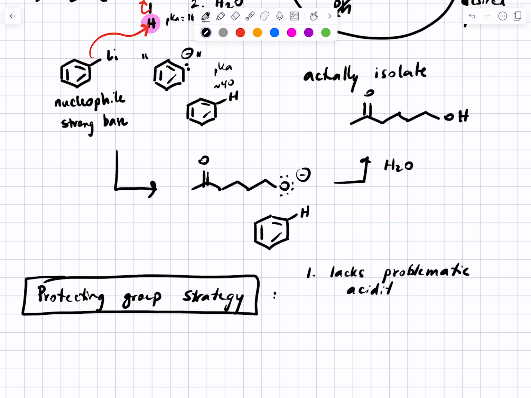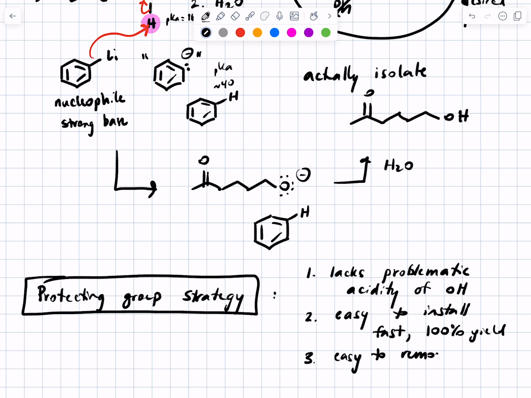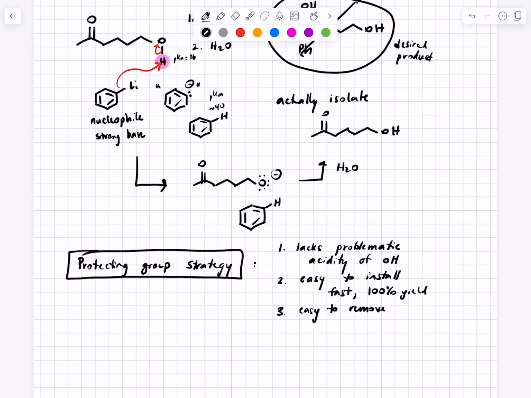So for us, that's going to be it lacks the problematic acidity of the OH group. Second is it has to be easy to install. And by easy to install, I mean the reaction has to be fast and it has to be basically 100% yield. And then third, when you're done, it has to be easy to remove. Again, meaning fast and 100% yield.